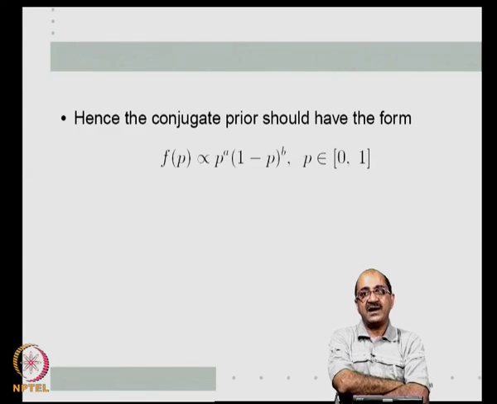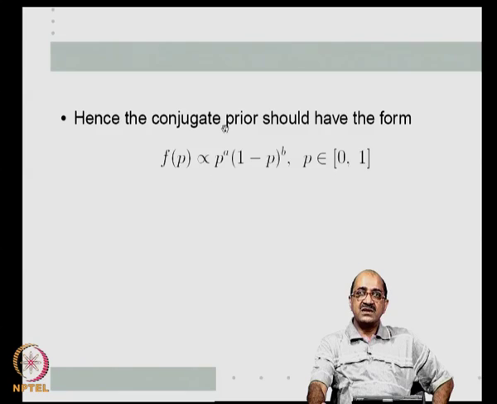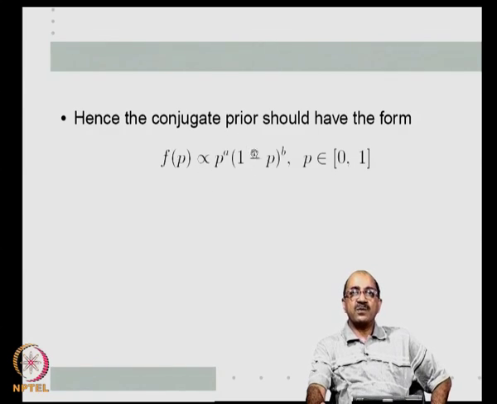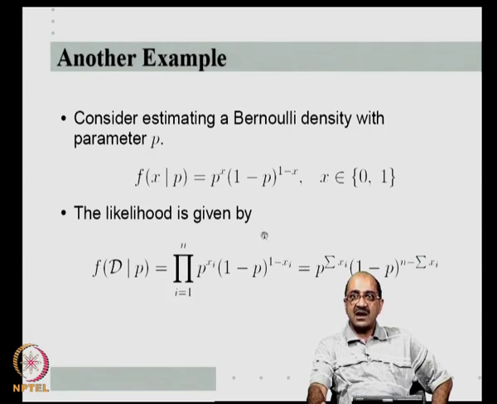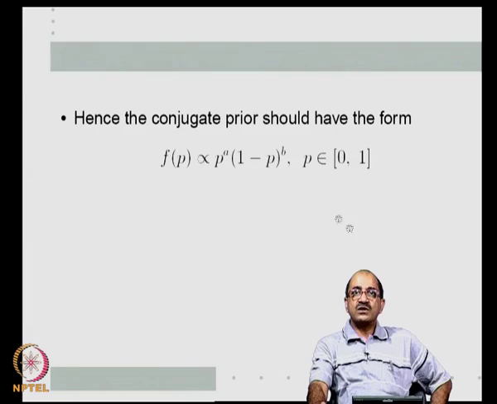So, it should be a well defined density over the space 0 1 and should have a form which says that the density is some constant times p to the power of something into 1 minus p to the power of something. The reason why this should be the right prior is, if that were the prior and then I multiply with the likelihood, then what I get is p to the power something into 1 minus p to the power something. Which means the posterior will once again be in the same class as the prior.